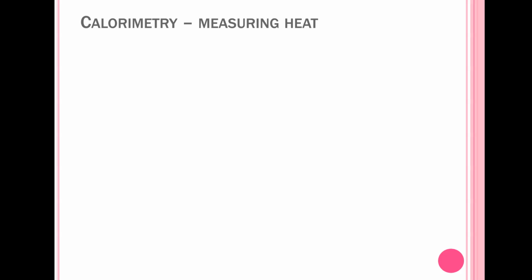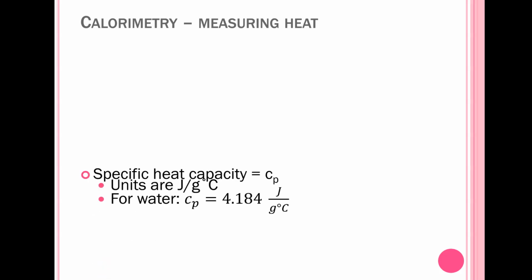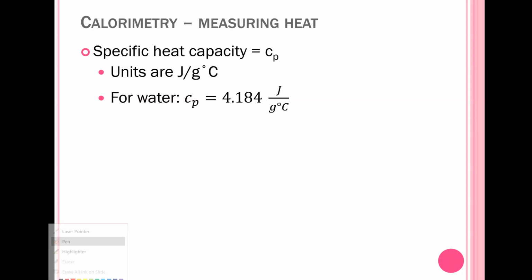Okay, so we're going to talk about calorimetry, which basically means measuring heat, calorie being the old term for heat. So specific heat capacity is something that we talk about in first year chem. Its symbol is CP. I'm not sure why it has a little p. I think it has something to do with pressure. The units are joules over grams degrees Celsius.